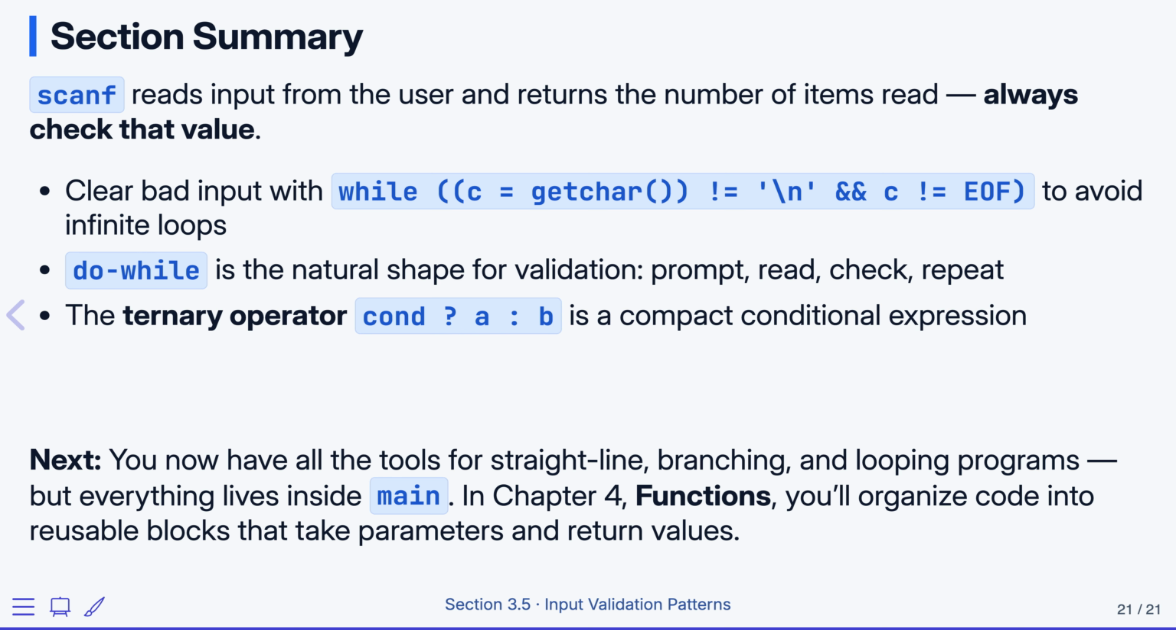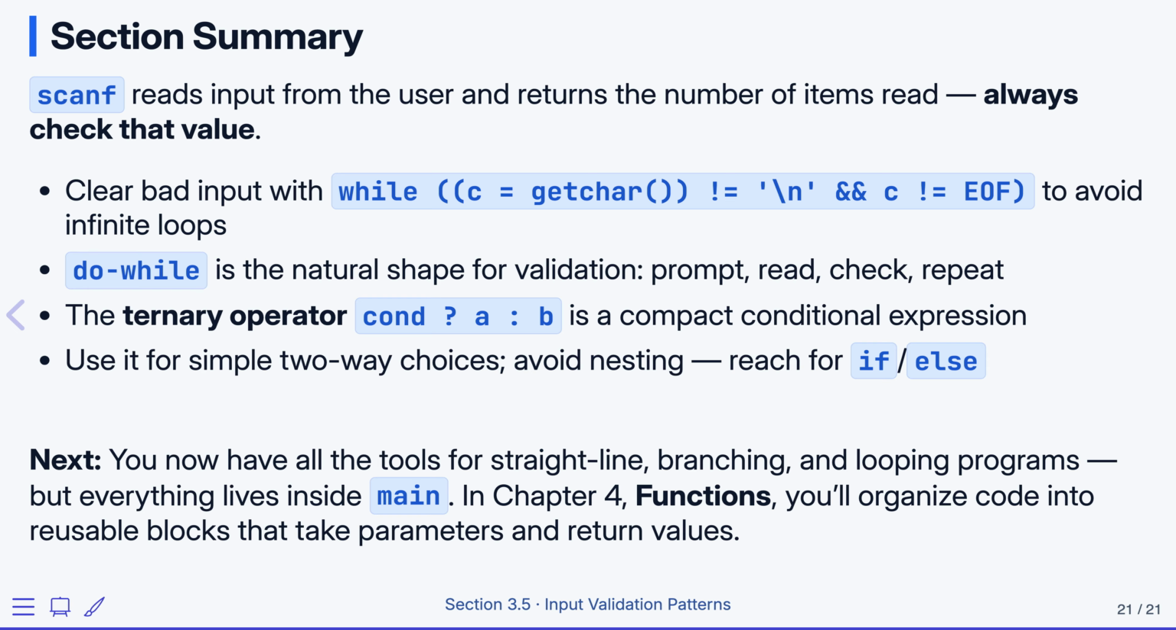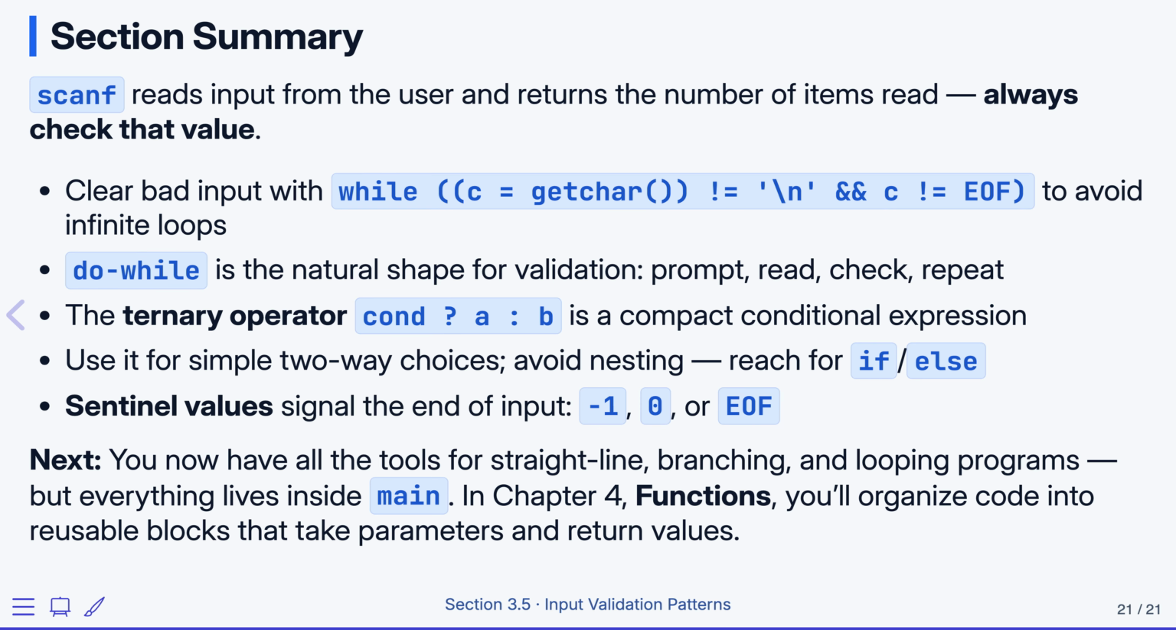The ternary operator, condition question mark value if true colon value if false, is a compact conditional expression. Use it for simple two-way choices and avoid nesting. For anything harder, reach for if-else. And sentinel values signal the end of input, like -1, 0, or EOF.